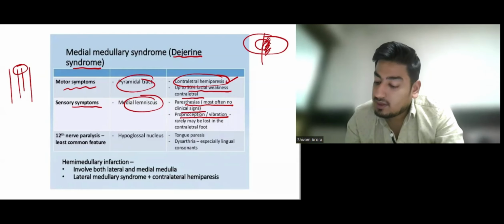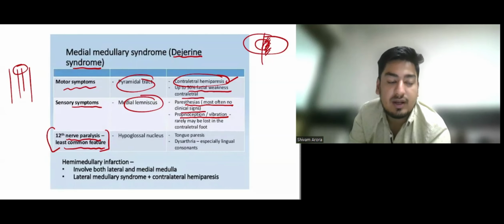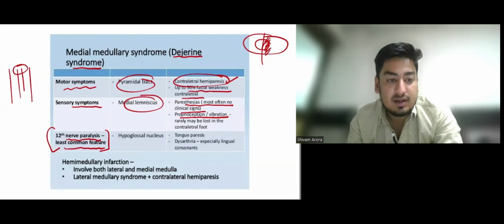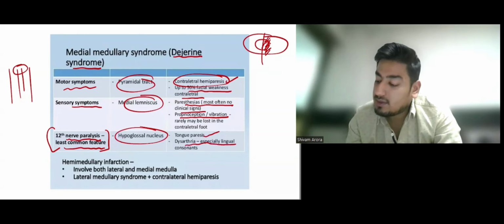Okay. Then 12th nerve paralysis can also be seen because 12th nerve is medially located. 9th, 10th, 11th are lateral. Okay. So 12th nerve, as we all know, is a hypoglossal nerve. So there can be tongue paralysis or dysarthria can be there.